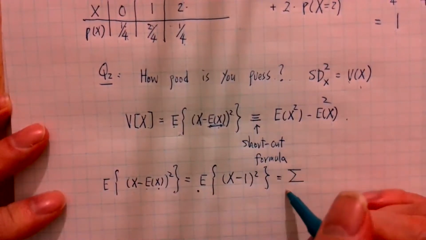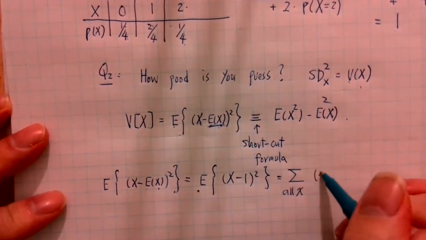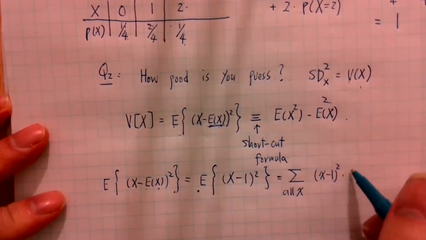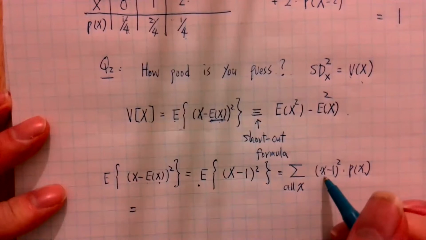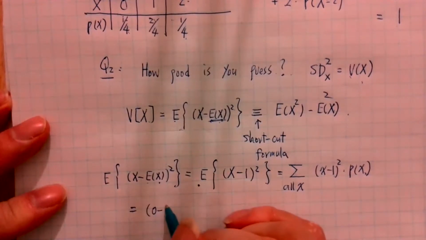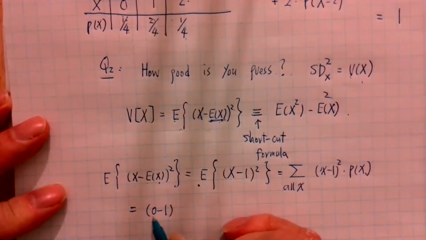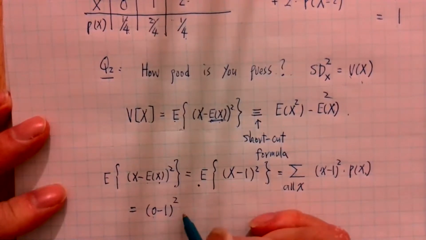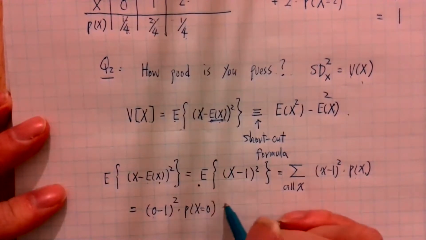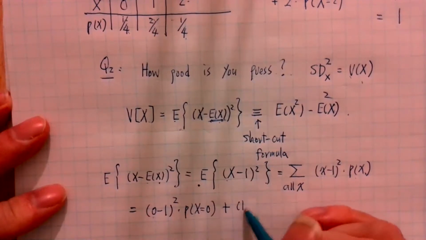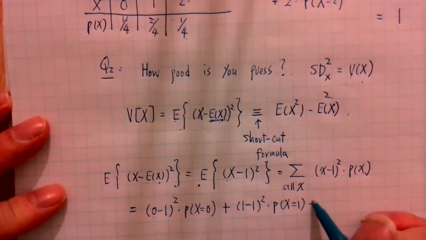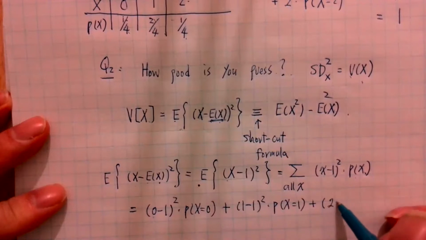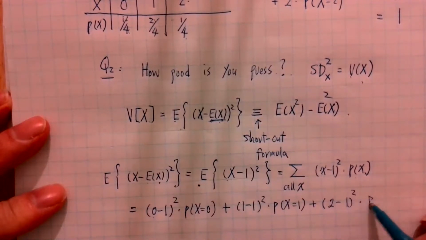So sum all possible values of x, (x minus 1) squared times p(x). Now, when x is 0, remember you can get 2 tails in a row, that means no heads. (0 minus 1) squared times how likely x equal to 0, plus when x is 1, times probability x equal to 1, plus x equal to 2 times probability x equal to 2.